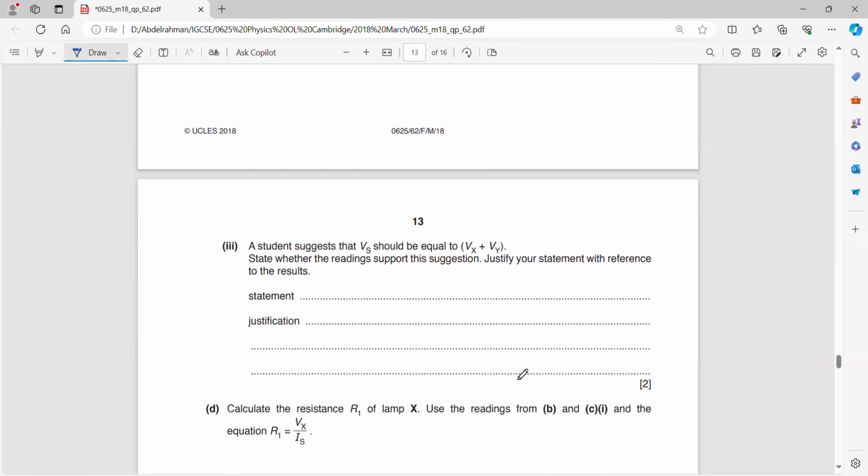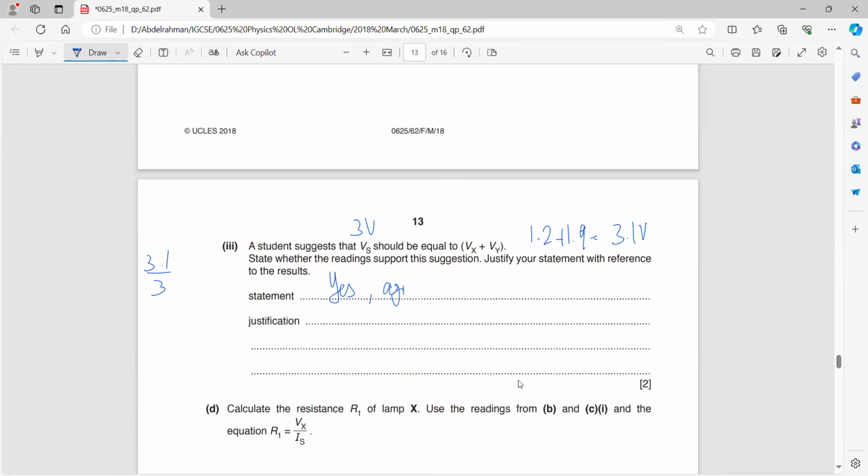Students should, okay, he's saying that Vs should be equal to Vx plus Vy. Is Vs equal to Vx plus Vy? What's Vx plus Vy? 1.2 plus 1.9. That is 3.1 volts. And Vs was 3 volts. Are they equal? Definitely yes. You can calculate it. 3.1 over 3 would give a difference of only 3%. The statement, are they the same? Yes, they are the same.